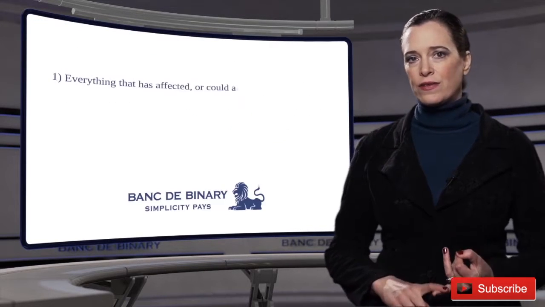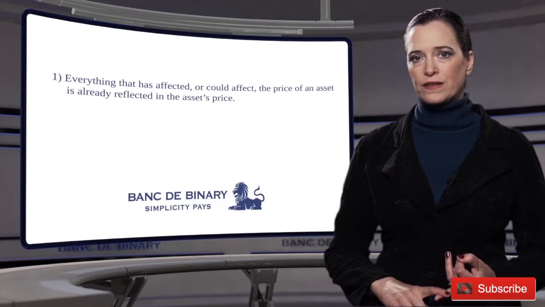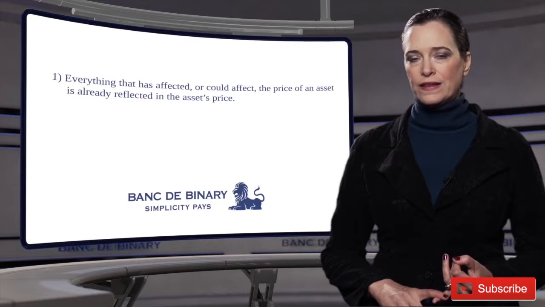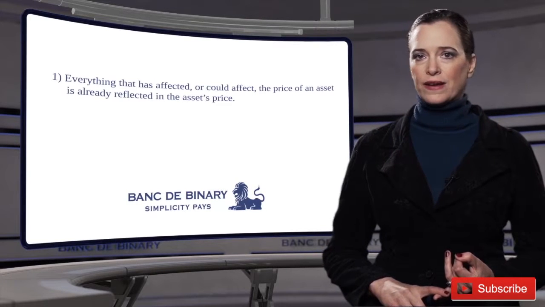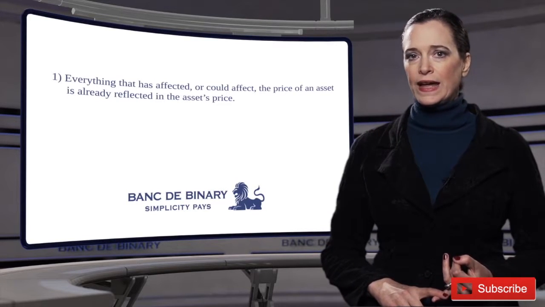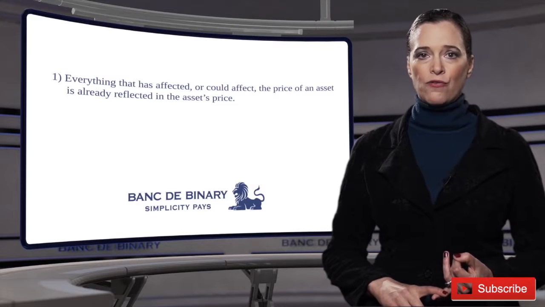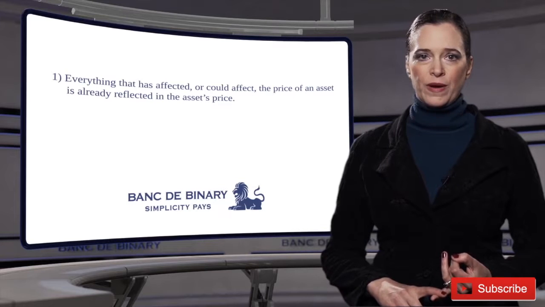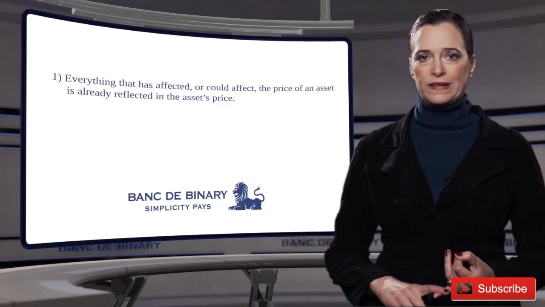Number one, that everything that has affected or could affect the price of an asset is already reflected in the asset's price. This includes fundamental data, market psychology, fear and optimism, and everything else that can be analyzed is already priced into every asset at any given moment. And all that remains to be studied is price movement itself.